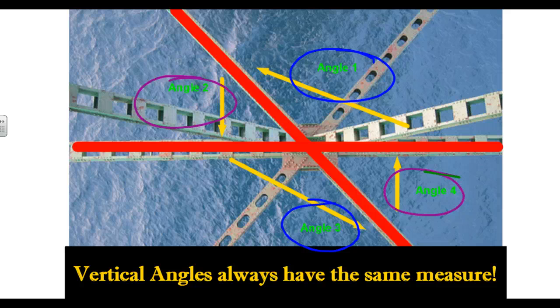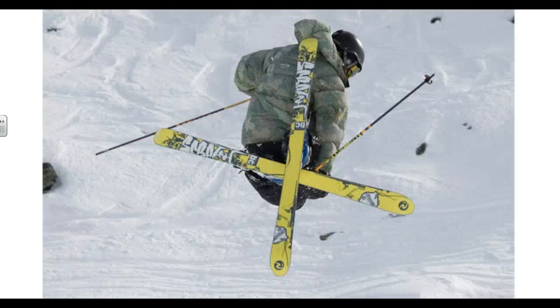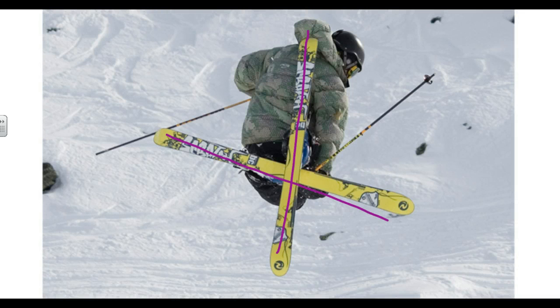So as we said before, vertical angles can show up all over the place. Vertical angles even show up in extreme skiing. We can see that the skis are crossed there to form two intersecting rays, or rather line segments, that form some vertical angles. The green one and the green one are vertical, and then the two yellow ones are also vertical. And so those two angles are vertical, and as we said, they have the same measure.